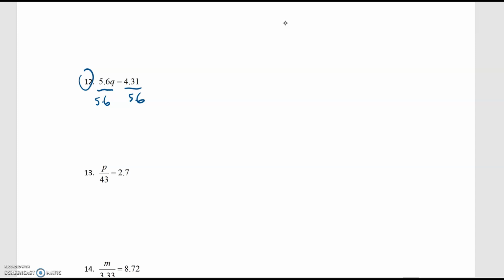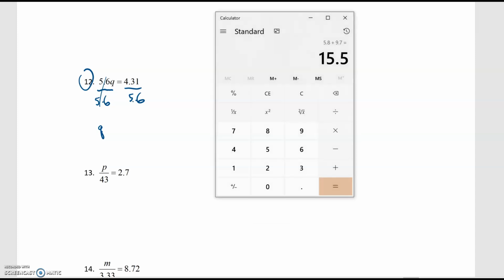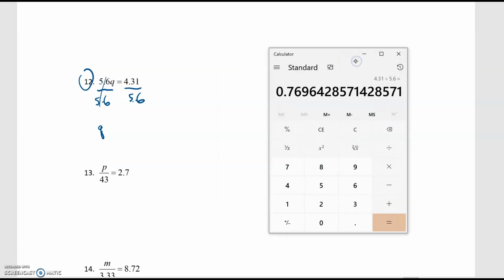And again, the 5.6 is canceled on the left, and then you have q on the left. And then 4.31 divided by 5.6. Let's go back to our calculator. 4.31 divided by 5.6 is 0.76964. It doesn't divide evenly, so round off, maybe 4 digits.